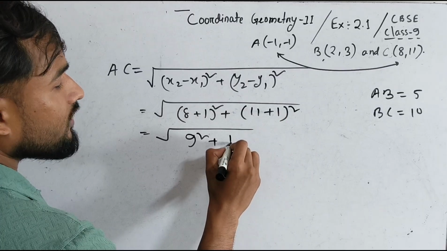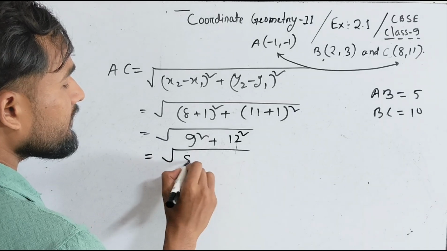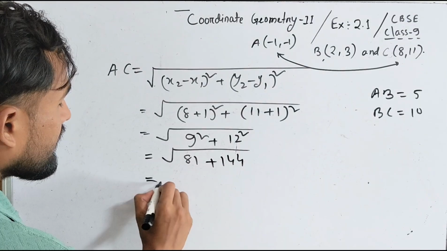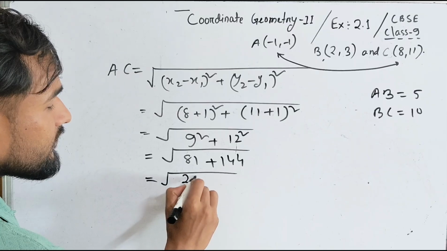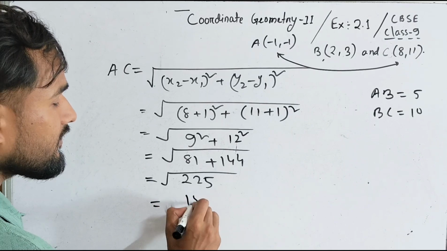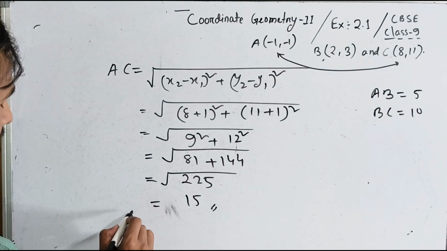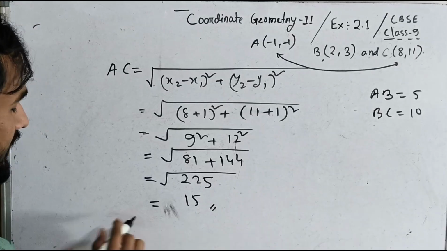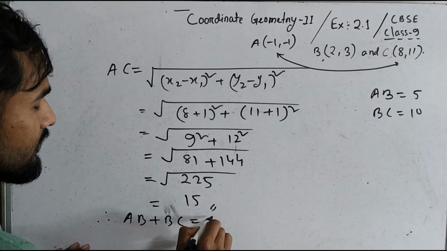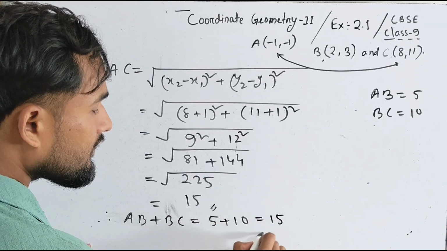And 11 plus 1 will be 12 square. 9 square will be 81. 12 square will be 144. And the sum of 81 and 144 will be 225. And the square root of 225 will be 15. Now we saw that here AB, therefore AB plus BC equal to 5 plus 10 equal to 15 equal to AC.